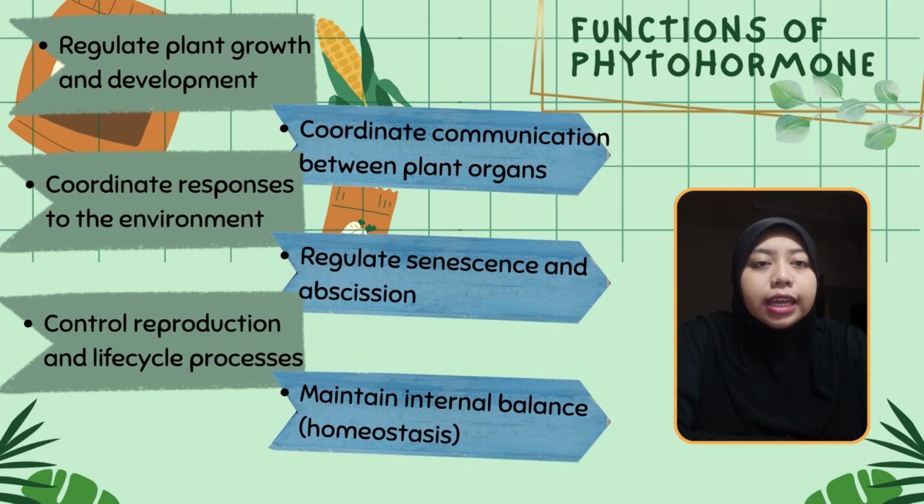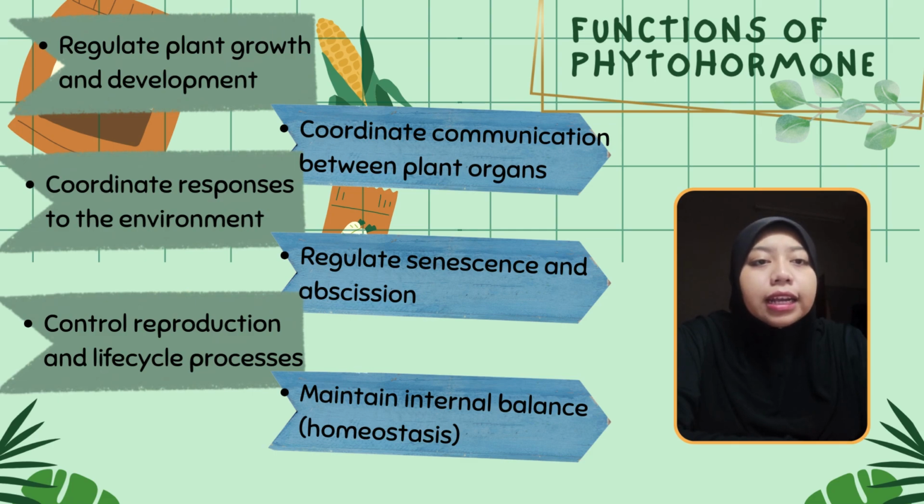Fourthly, it can maintain internal balance, or homeostasis. Just like hormones in animals, phytohormones maintain internal stability within the plant. They can activate or inhibit specific processes depending on the plant's needs. For example, when the plant has enough growth, some hormones slow down further development to prevent waste of energy. This balancing act helps the plant survive in changing conditions.